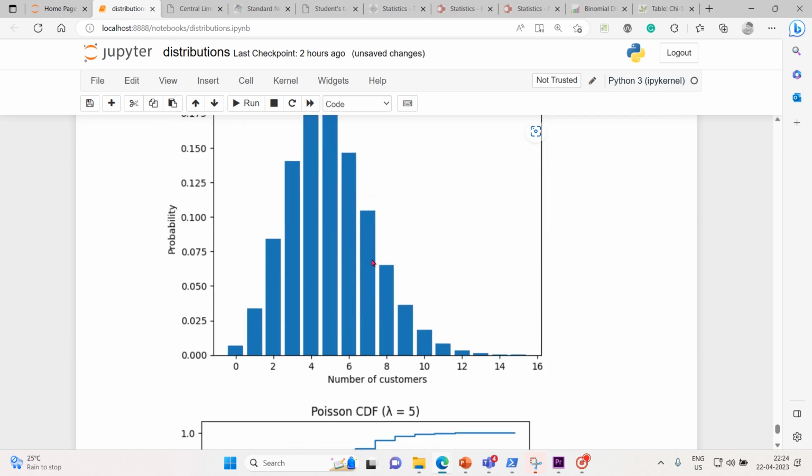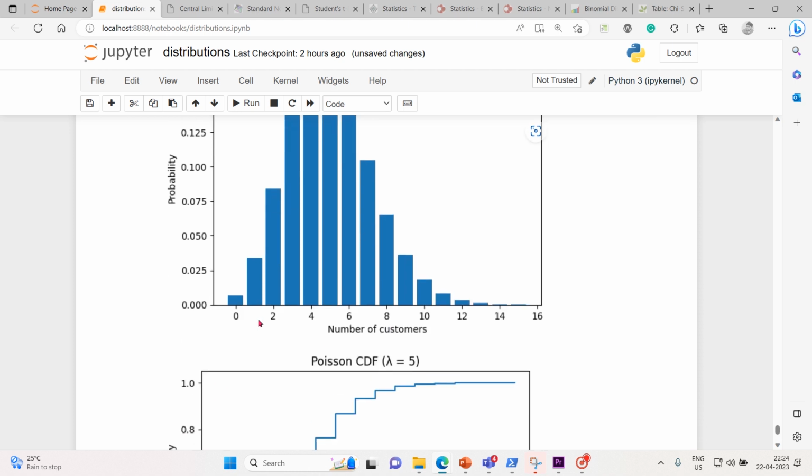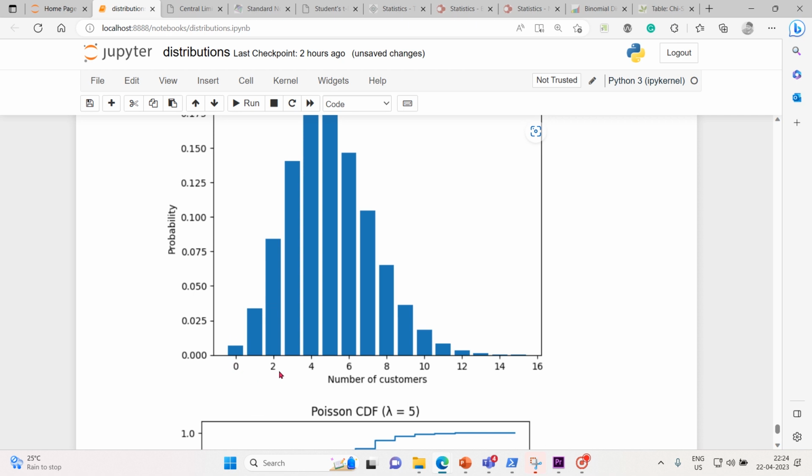So this is the probability mass function that you can see. It depends upon the number of customers. We want to see from 0 to 16. So what is the probability in that particular interval? What is the probability that 2 customers will enter? What is the probability that 6 customers will enter? What is the probability that 12 customers will enter? That's what it's giving for the respective number of customers.